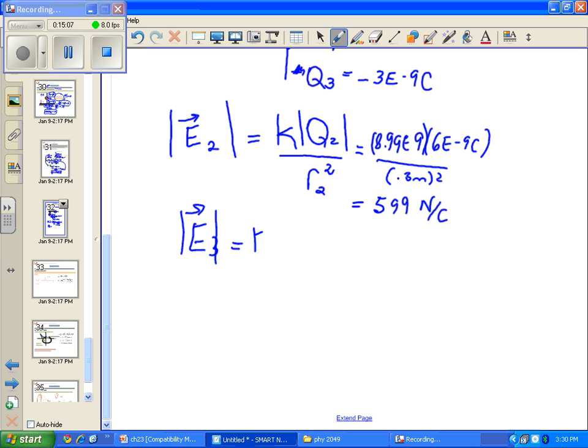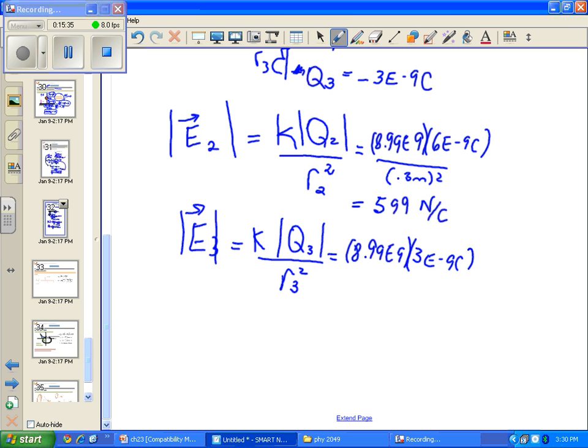The magnitude of E3 is k times the magnitude of Q3, divided by R3 squared. Here again, R3 would of course be the distance between the origin and Q3. All right, substituting our numbers, 8.99 e to the 9. What do I put for Q3? 3 e to the minus 9 coulomb.